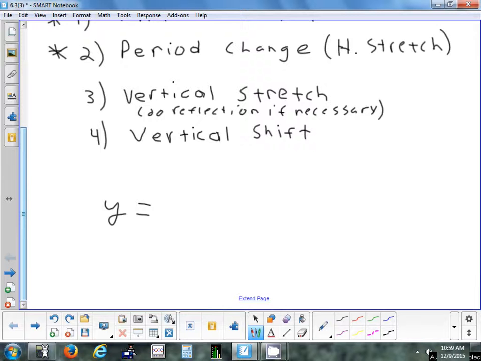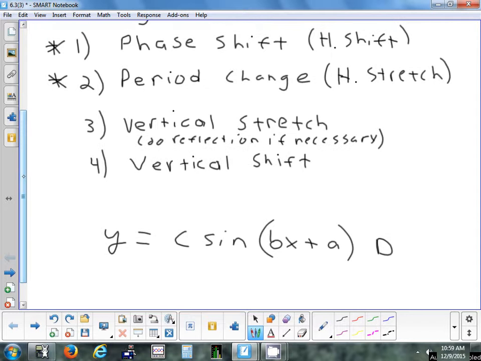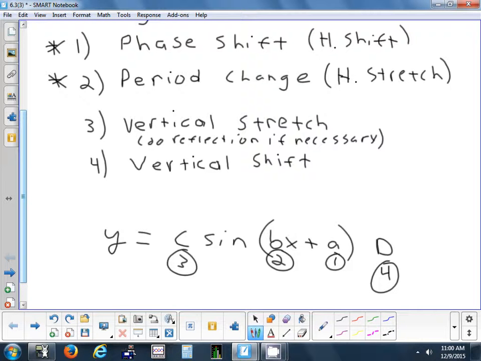If we had a problem completely written out, let's label it and match it up with these numbers. Let's do bx plus a, c, and d. This is your phase shift. Your period change is b. Your vertical stretch is c. How would you know if it's a reflection? If you had a negative with the c, that's your reflection. And the fourth thing is your vertical shift.